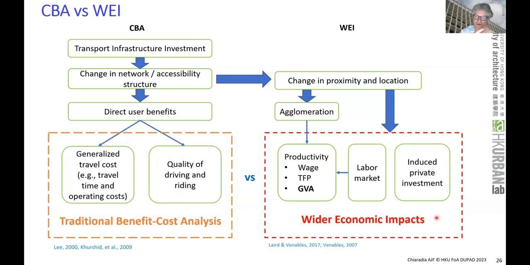While wider economic impact, if you look at more than that, because change in proximity has an impact on agglomeration, and agglomeration has an impact on productivity, wage, total factor productivity, and the gross value added. It has an impact on the labor market, and so on. So there's a lot of things. So this is a simple diagram. I'm going to pass quite quickly on the following page.